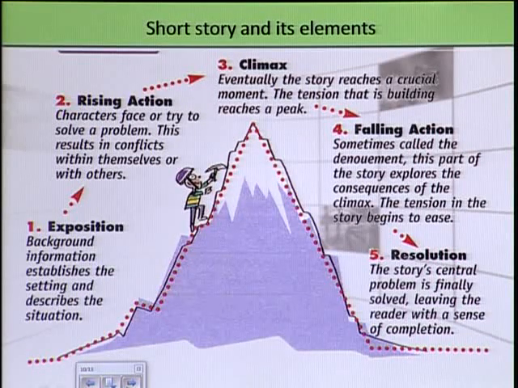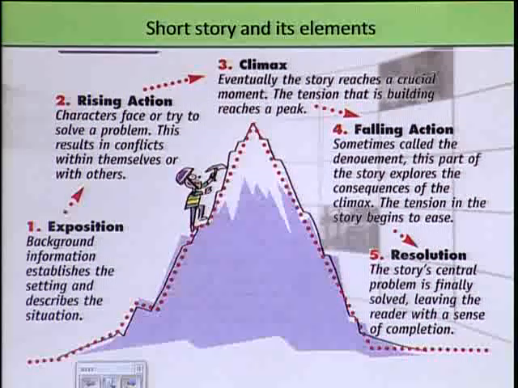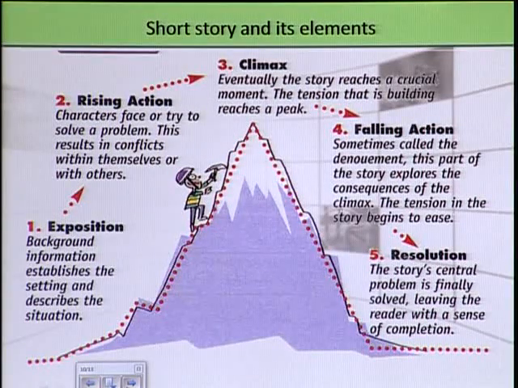Moving over to climax, eventually the story reaches a crucial moment. The tension that is building has reached a peak. Then the action starts to fall. Sometimes called the denouement, this part of the story explores the consequences of the climax. The tension in the story begins to ease. Then we come to the resolution. The story's central problem is finally solved, leaving the reader with a sense of completion.